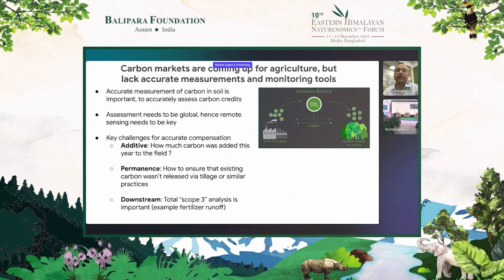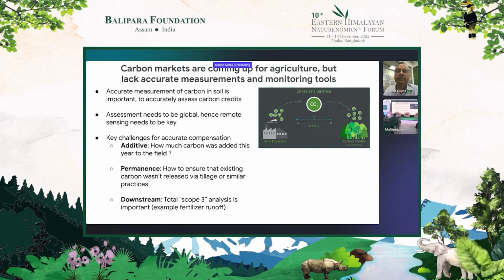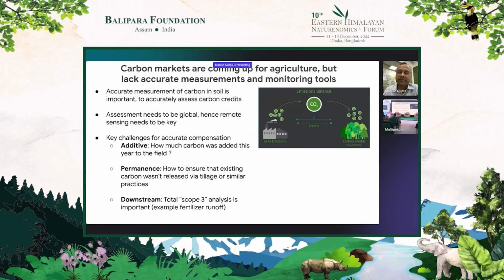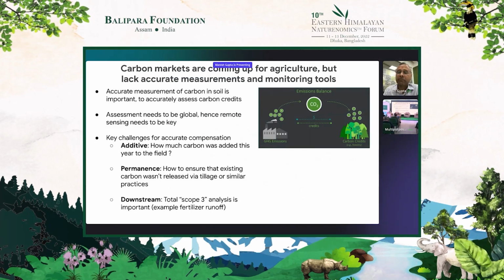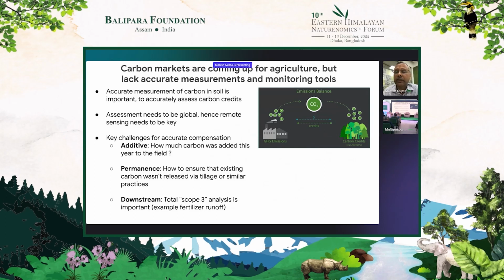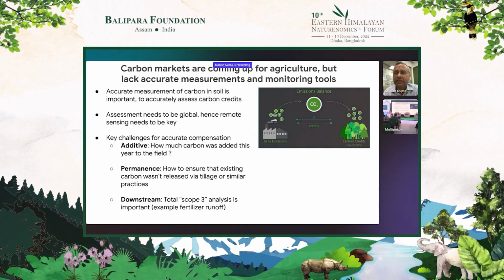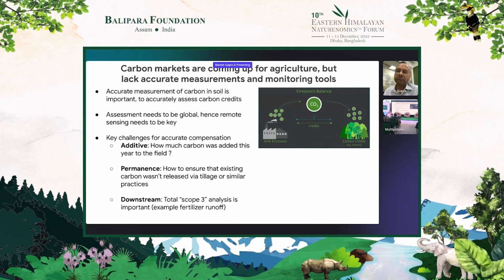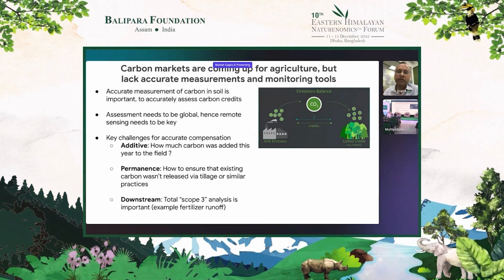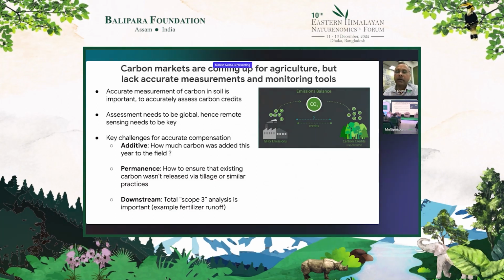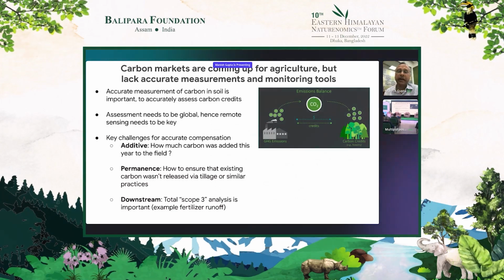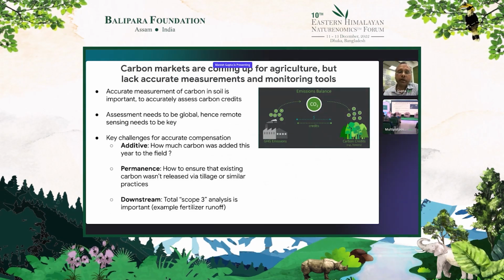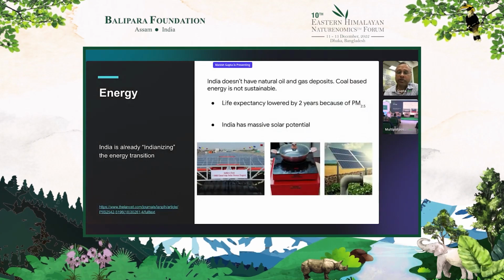And what we find interesting is that carbon markets are coming up in agriculture, but still lack accurate measurements and monitoring tools. It is still an open question, but we have begun research in this area to see, can we complement some of the lab testing that you do of soil samples with analysis from satellite imagery, and be able to provide more scalable solutions for carbon modeling potential of soil.